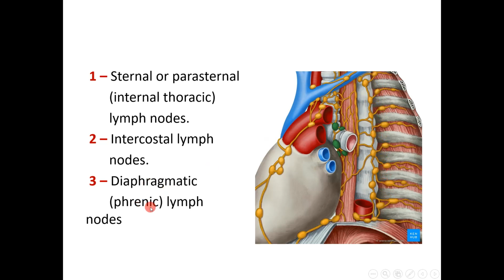And the diaphragmatic or phrenic lymph nodes. This is the diaphragm. Diaphragmatic nodes lie on the thoracic surface of the diaphragm. You see these lymph nodes, all these nodes. These lymph nodes also drain into the sternal group and the posterior mediastinal lymph nodes.